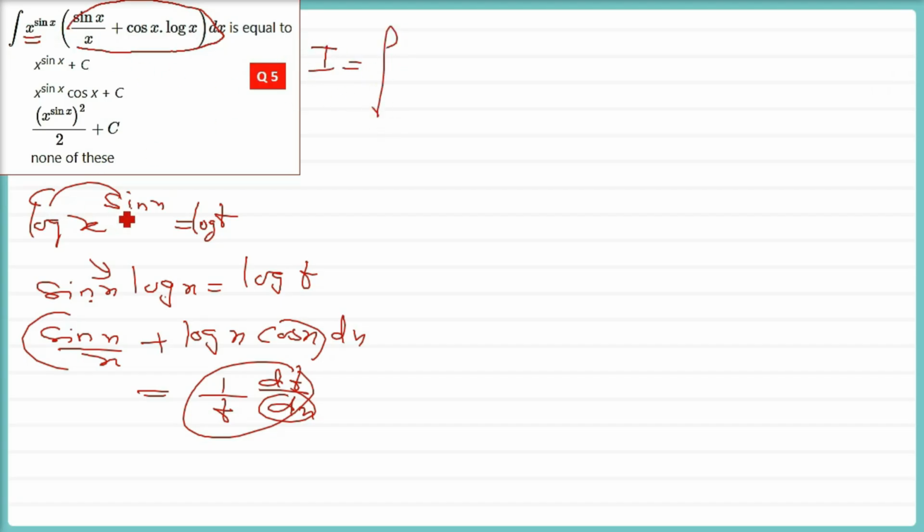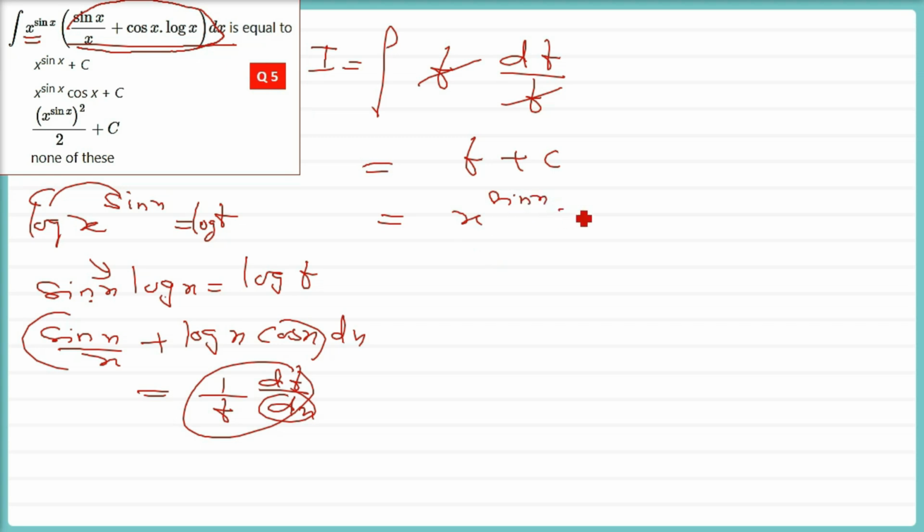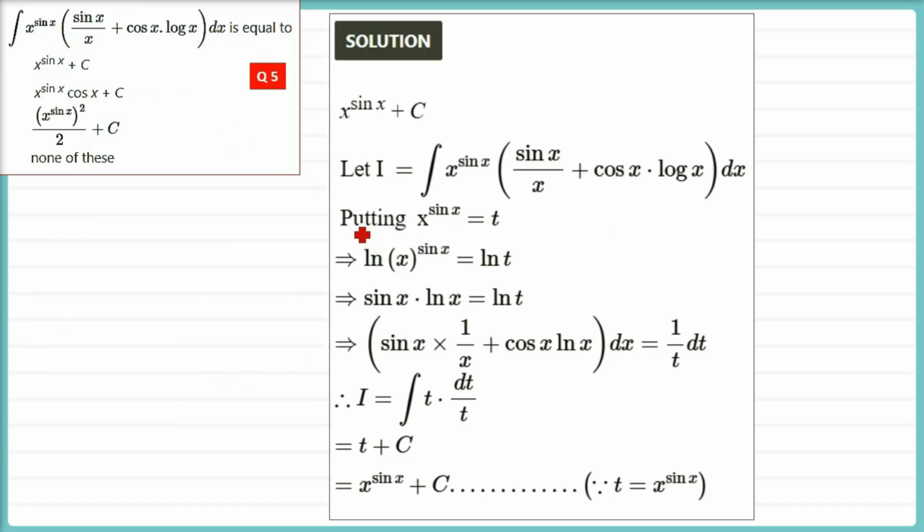x raised sin x was already taken as t, if you remember. And from here to here, it will be dt by t. So just write dt by t here. The t gets cancelled. Only the integration of dt has to be done, which is t plus c. Initially t was taken as x to the power sin x, x raised sin x. So this is your answer. You can just choose the correct option, which is the first one in this case. So this is how it will be done.